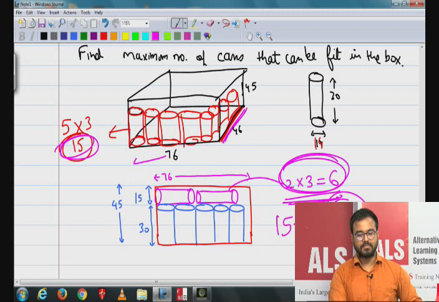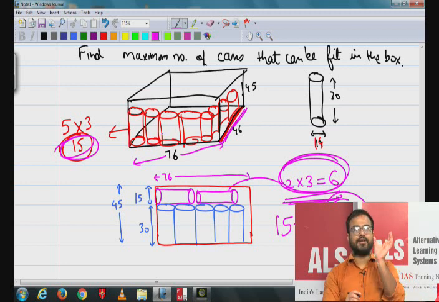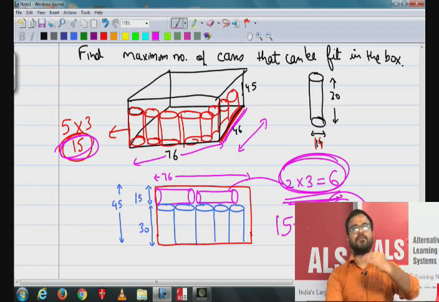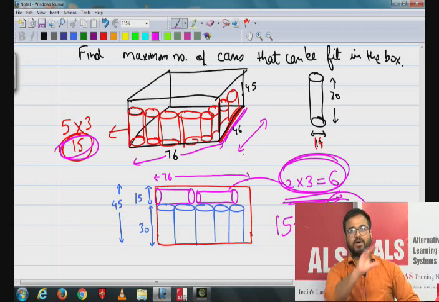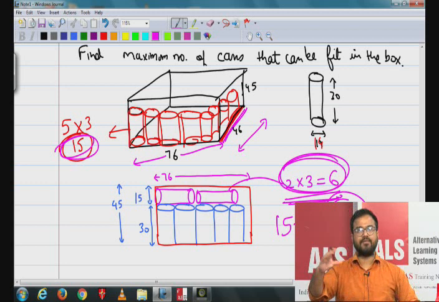The length of the box is 76 and the width of one can is 14, so we can place maximum 5 cans in a row because 14 times 5 is 70, and the width of the box is 46. So how many cans can we place along the breadth? 14 times 3 which is 42, because 4 we cannot place, it will exceed 46. So in the front row we can place 5 and there are exactly 3 rows.